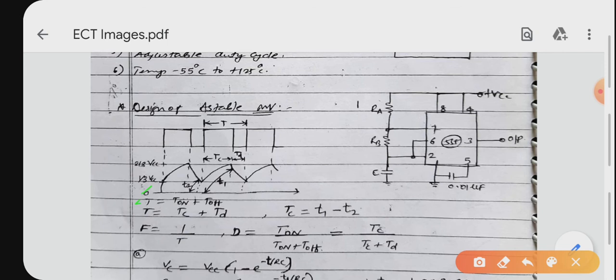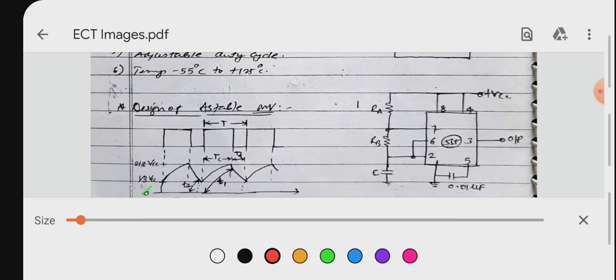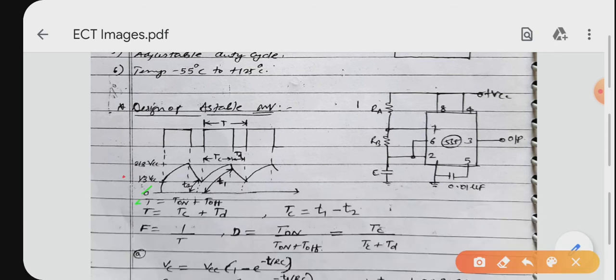Then you can see it is charged from 0 to 1/3 VCC. After 1/3 VCC the charging goes up to 2/3 VCC. Okay, the maximum charging is 2/3 of VCC. VCC may be 12 volt, 9 volt, whatever it may be. So the capacitor will be charged from 0 to 2/3 VCC.